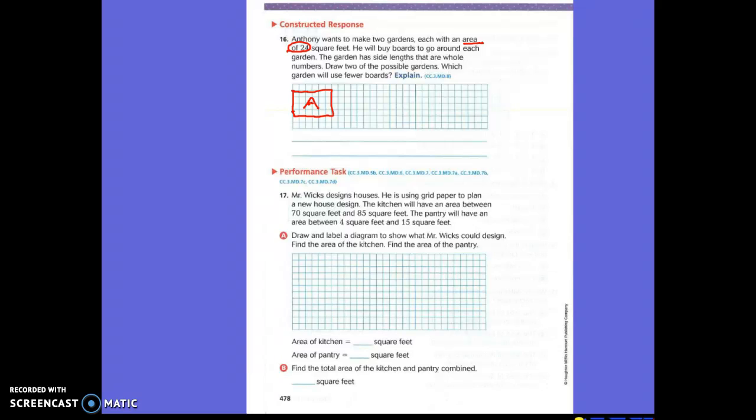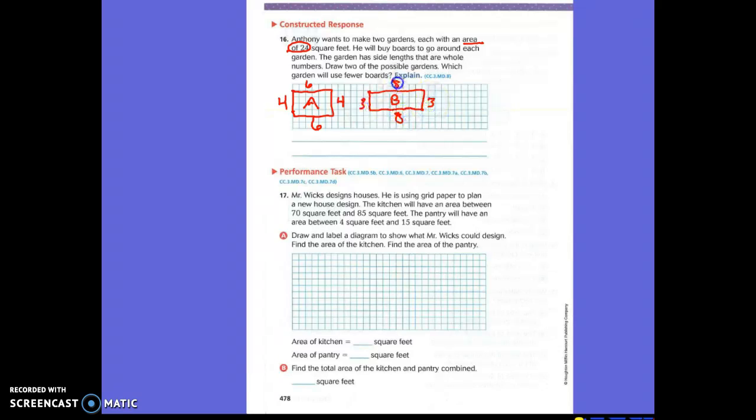3 down and 8 across. Okay. 3 down, 8 across. Because 3 times 8 also equals 24, right? Yes. Okay. Let's write the numbers on the outside of these. The side lengths. Okay. Write the side lengths of these.